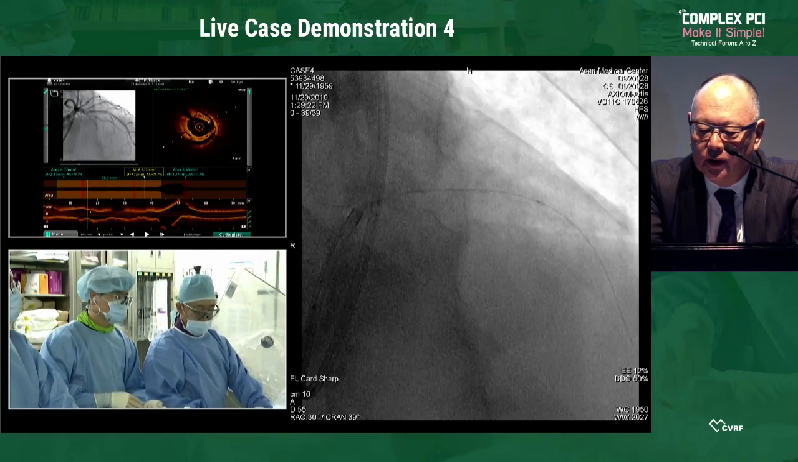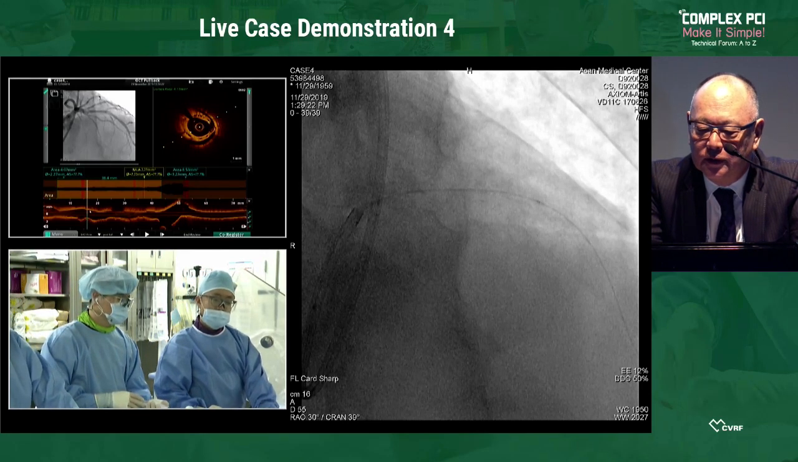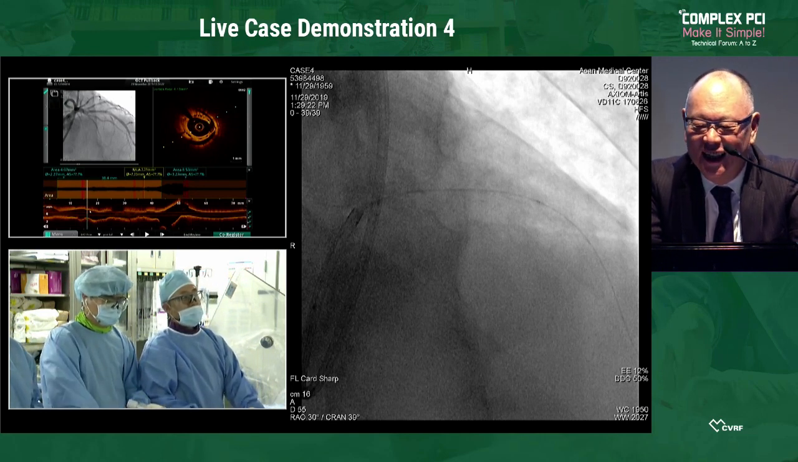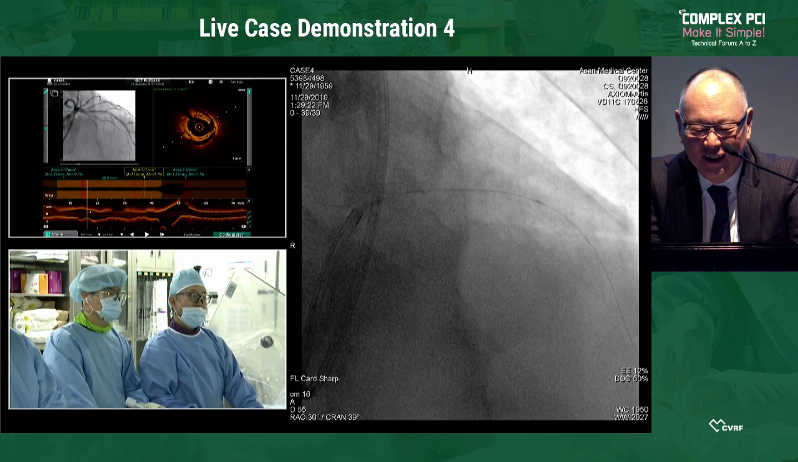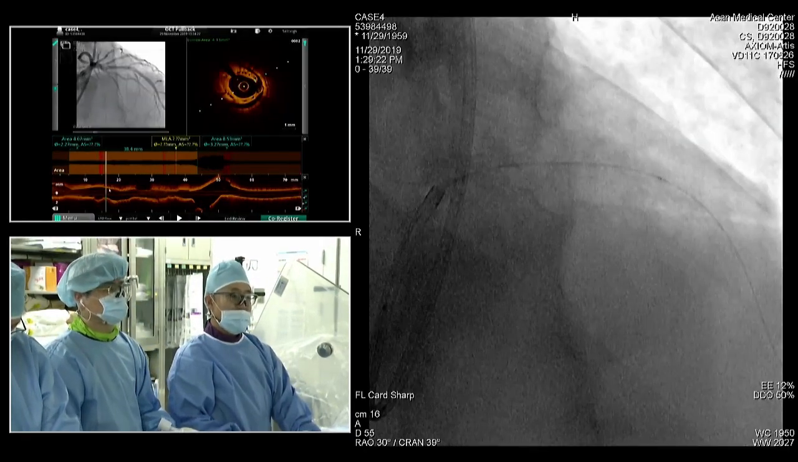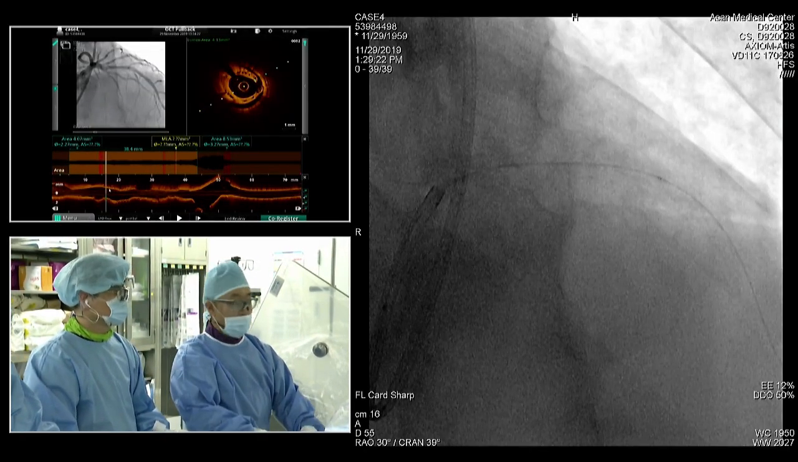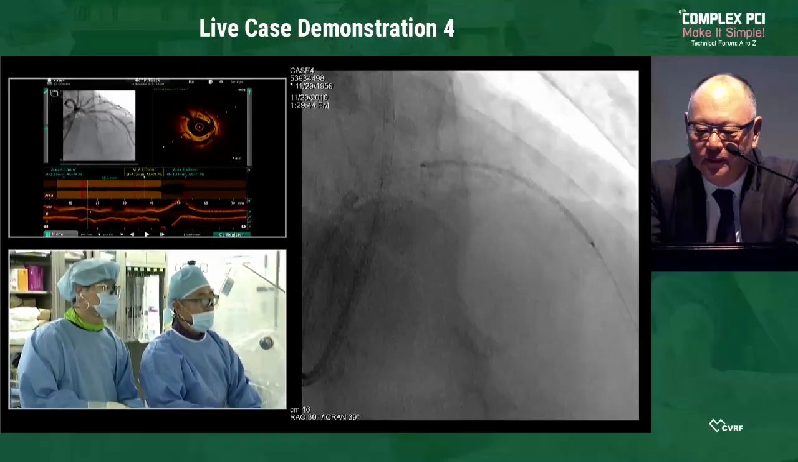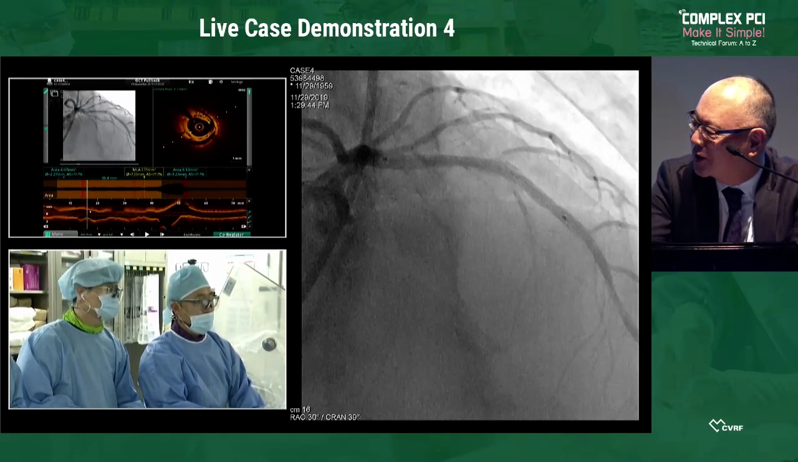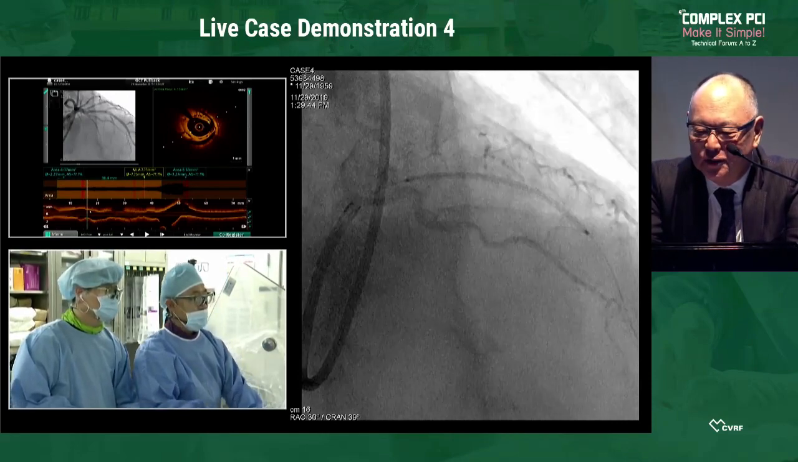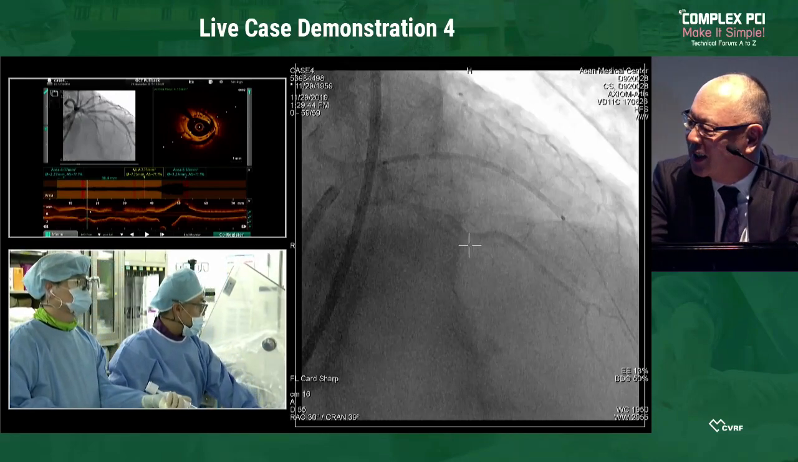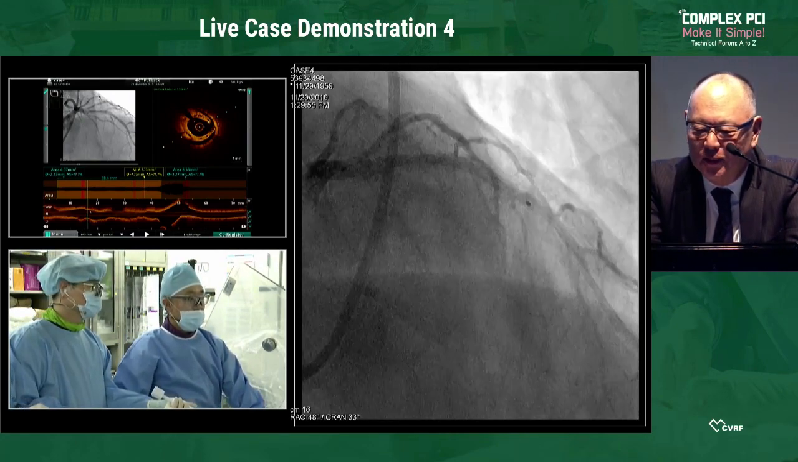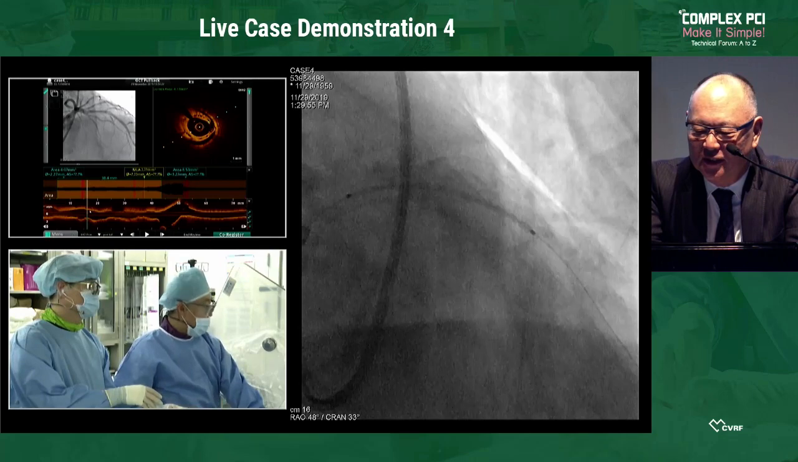If there is no negative remodeling, is there any option of DCB, DCP, or BRS? I think that would be possible if there is no negative remodeling. Yes, because we usually do DCB in in-stent restenosis, because we avoid the two metallic layers. But I don't have any experience of BRS restenosis.